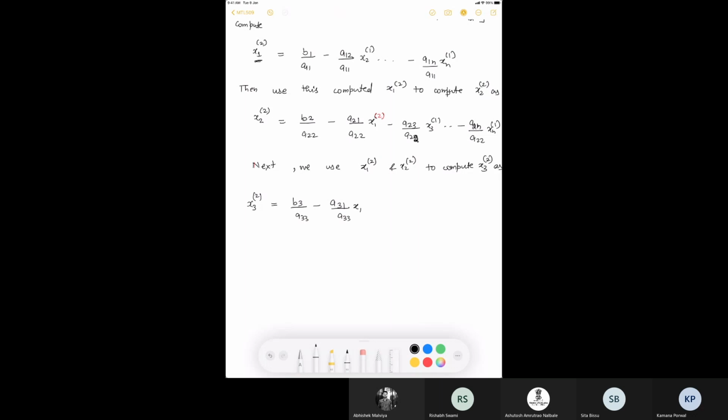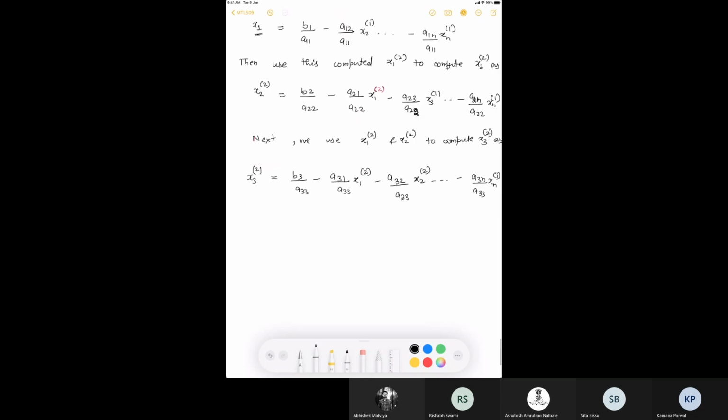In the Gauss-Jacobi, it was x1 1, right? Now instead I will use x1 2 because I already have that information. Then this will be a32 divided by a33 times x2 2, because we have already computed that. The rest of the terms will remain as they are. The last term is going to be a3n divided by a33, but this will be from the first iteration, because I don't have information other than x1 and x2 from the second iteration.